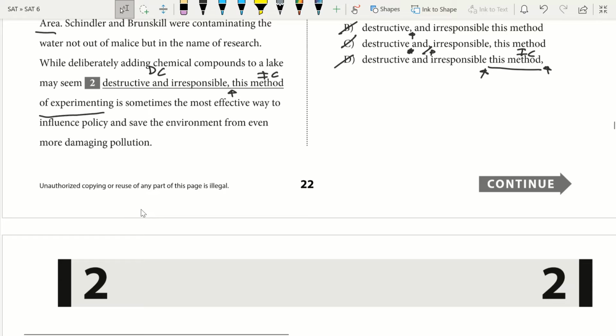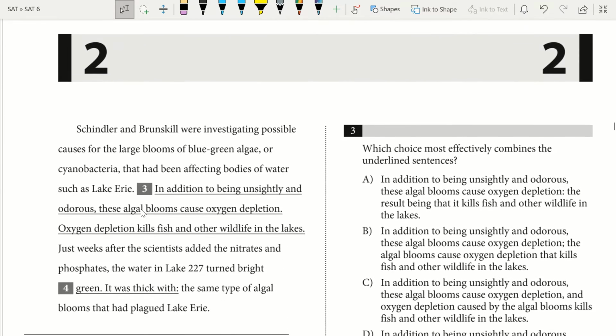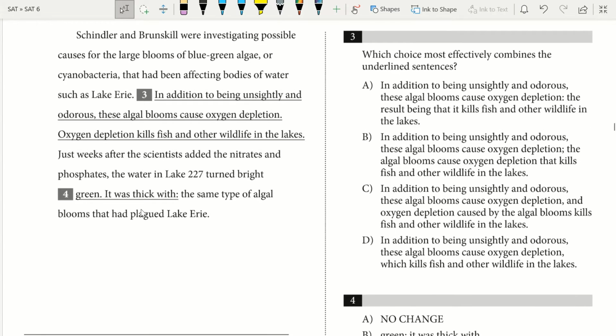Okay, we have of experimenting is sometimes the most effective way to influence policy and save the environment from even more pollution. Schindler and Brunskill were investigating possible causes for the large blooms of blue-green algae or cyanobacteria that had been affecting bodies of water such as Lake Erie. In addition to being unsightly and odorous, these algal blooms cause oxygen depletion. Oxygen depletion kills fish and other wildlife in the lakes.